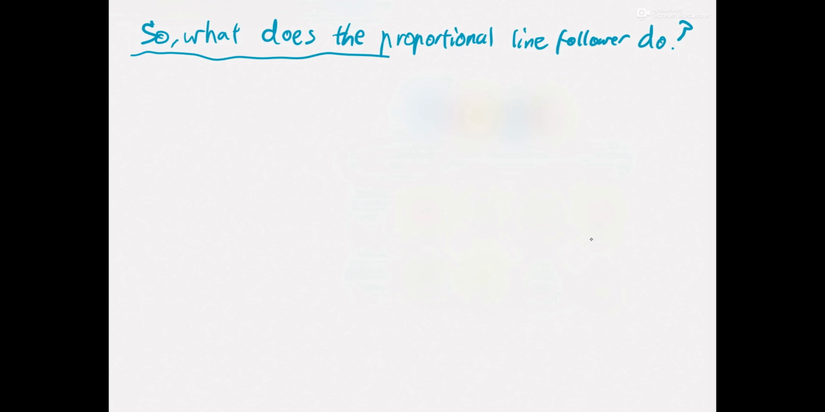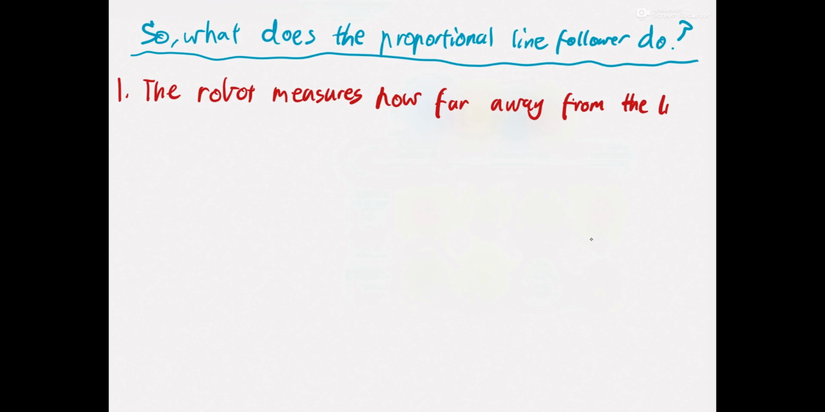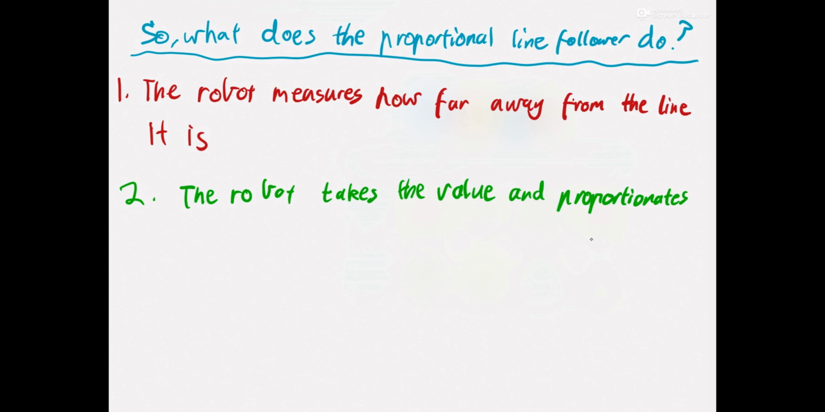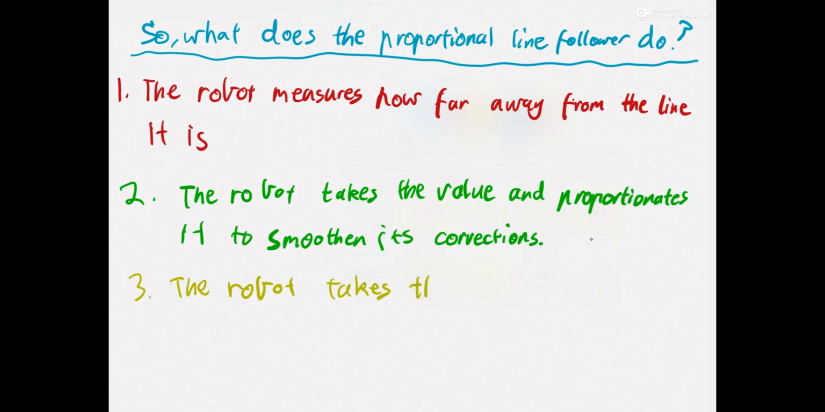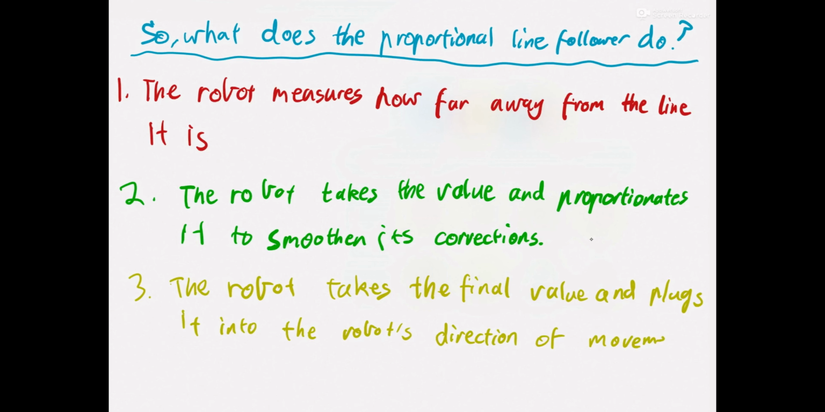So what does the proportional line follower actually do? Here are the steps of the proportional line follower. One, the robot measures how far away from the line it is. Two, the robot takes the value and proportionates it. Is that even a word? I don't know. And proportionates it to smoothen its corrections. Three, the robot takes the final value and plugs it into the robot's direction of movement. Let's expand these steps a bit.